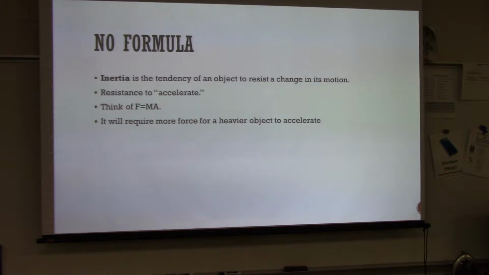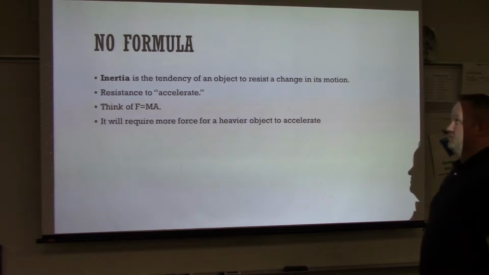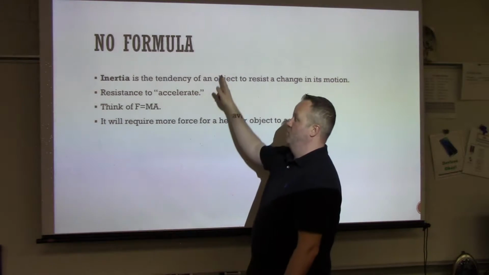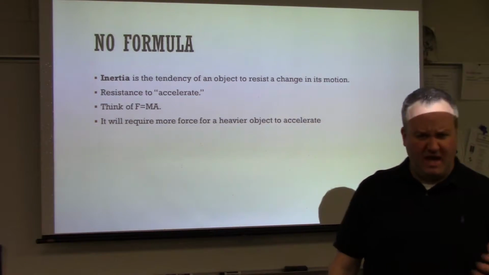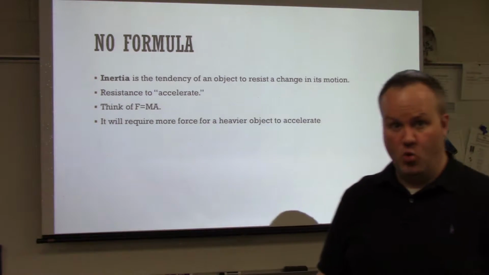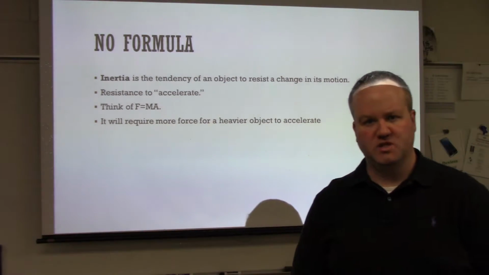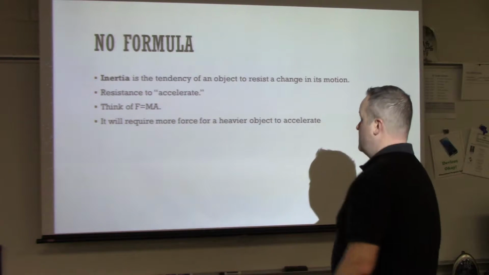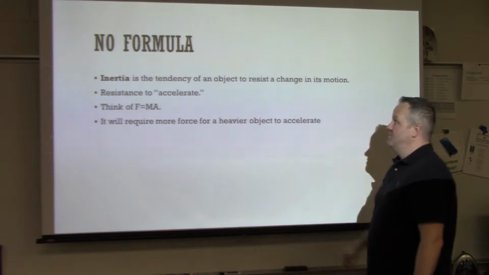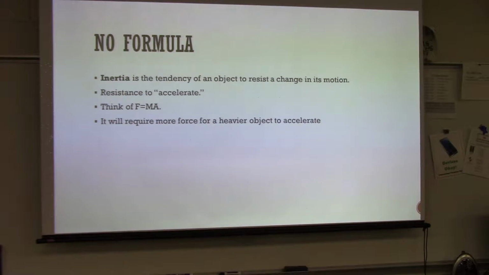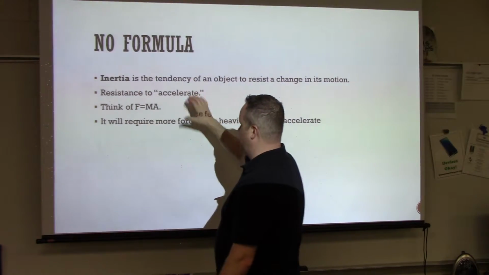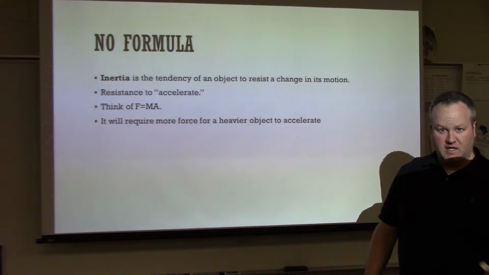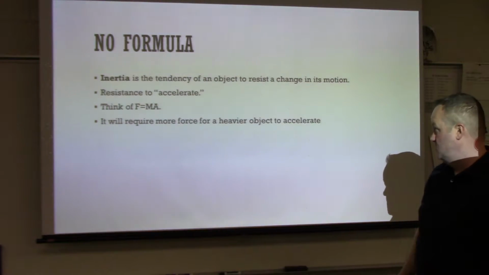All right, so defining this. First of all, know that there is not really a formula for this. You're not going to be asked to calculate inertia. You might be asked which object has more inertia, a low mass object or a high mass object. But inertia is the tendency of an object to resist a change in motion. I like to say a resistance to accelerate, because remember, acceleration is a change in velocity.